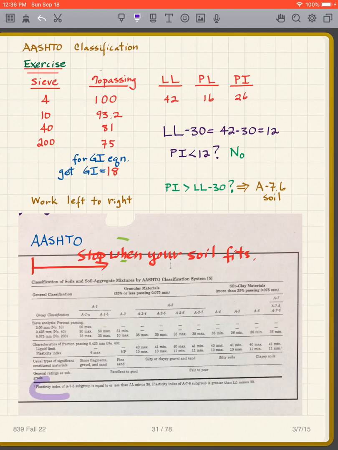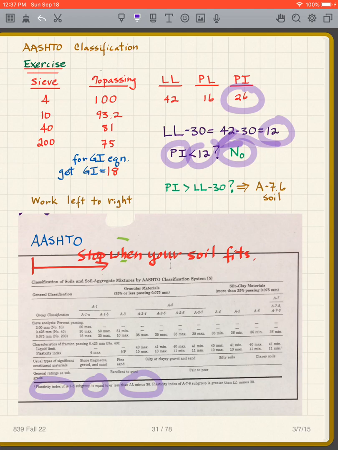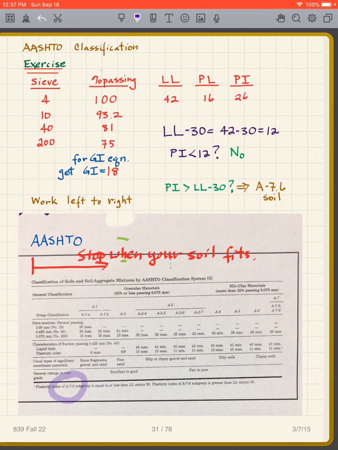It says that the plasticity index is equal to or less than liquid limit minus 30. So my plasticity index is 26. My liquid limit minus 30 is 12. And so the question becomes, is my plasticity index less than this 12? The answer is no. So that means I don't have the A75. That means I have the A76. So my soil is an A76 way over here at the end.